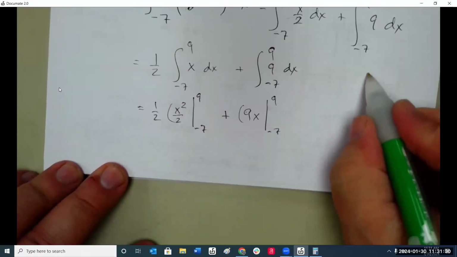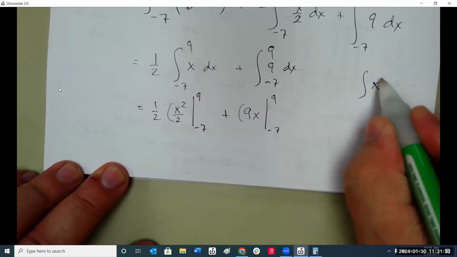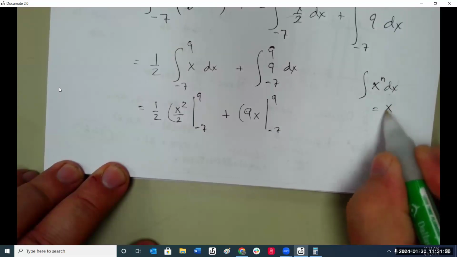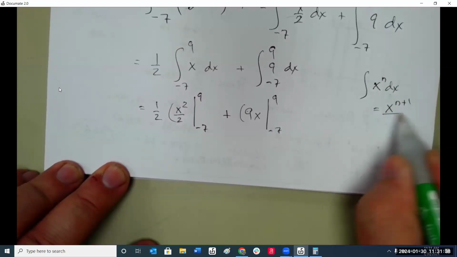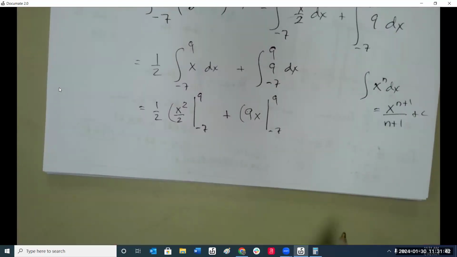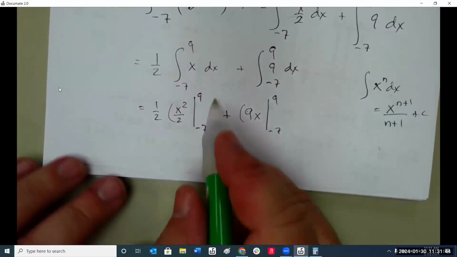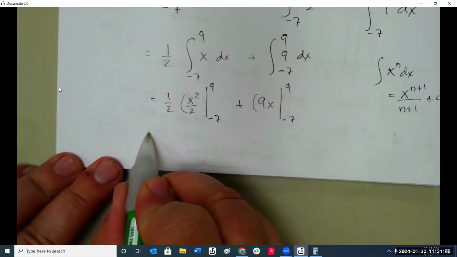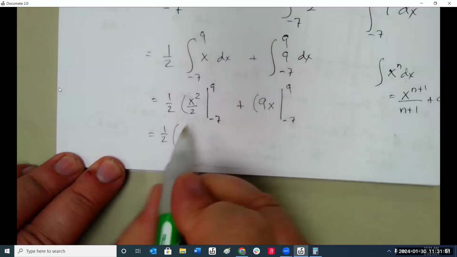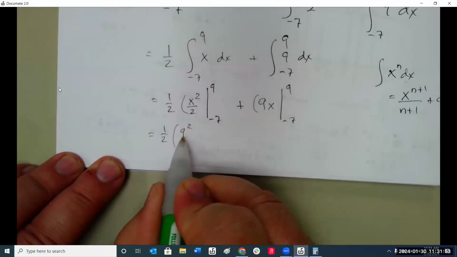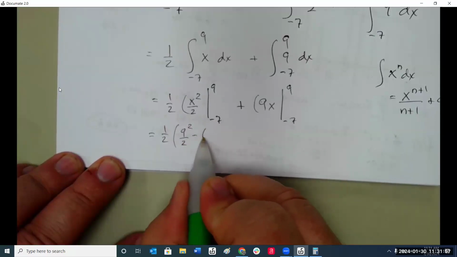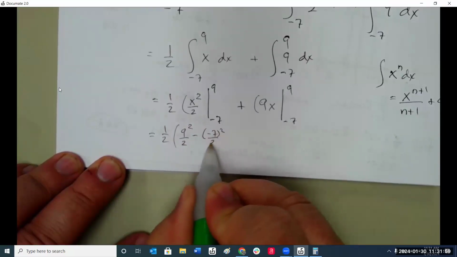Because the rule for integration is this: x to the n plus 1 over n plus 1. And if it's indefinite, you have to put a c. But since we have a definite integral, here we have 1/2. Start with the top: 9 squared over 2 minus negative 7 squared over 2.